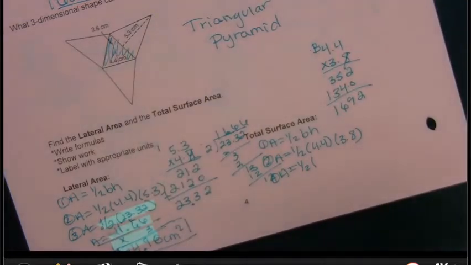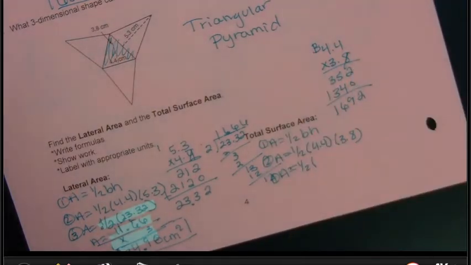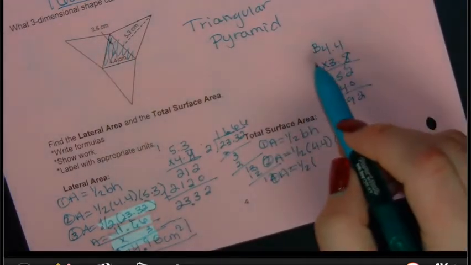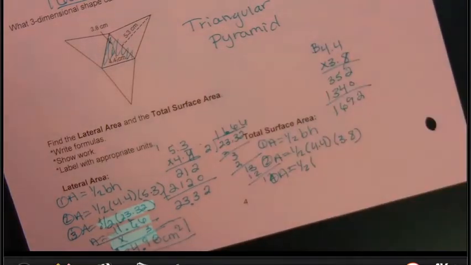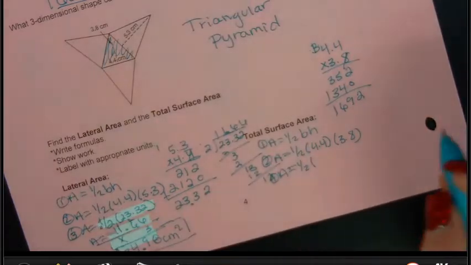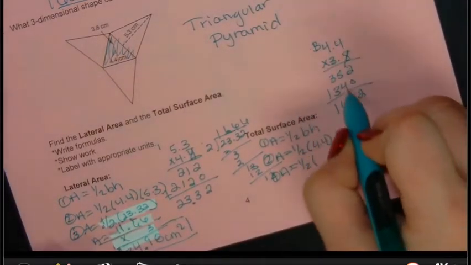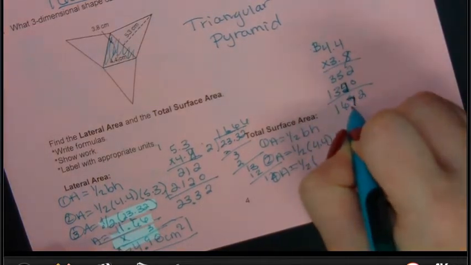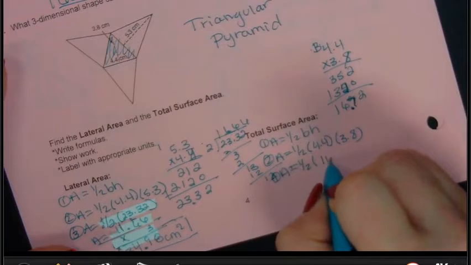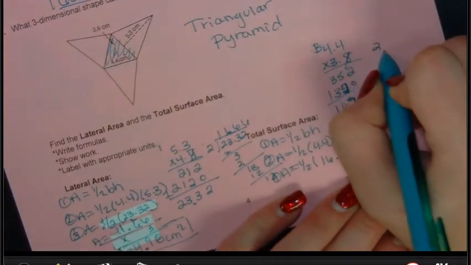Yeah, let me double check my math here because I feel like I did something wrong. I did 4 times 8 is 32. 32 plus 3, 35. Okay, 3 times 4 is 12. Oh, there we go. 5, 6, 7. And then I have 2 decimal places. So I should have 16.72, not 9. Divide that by 2.